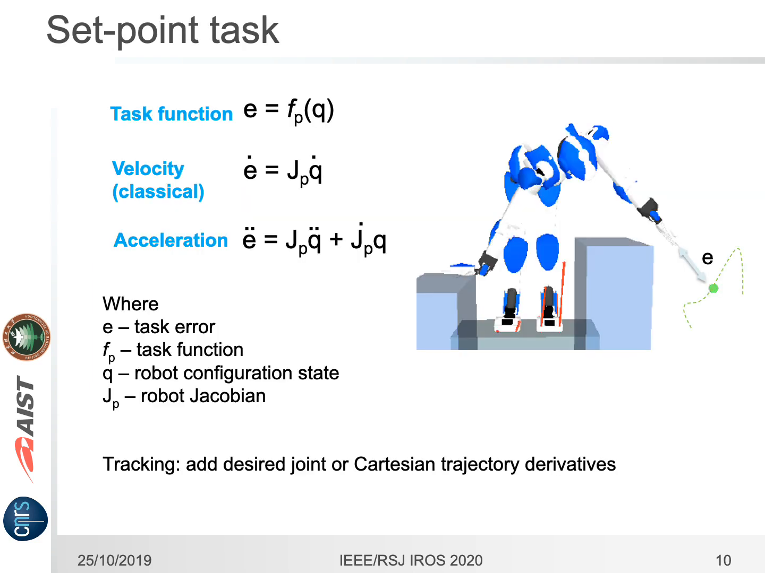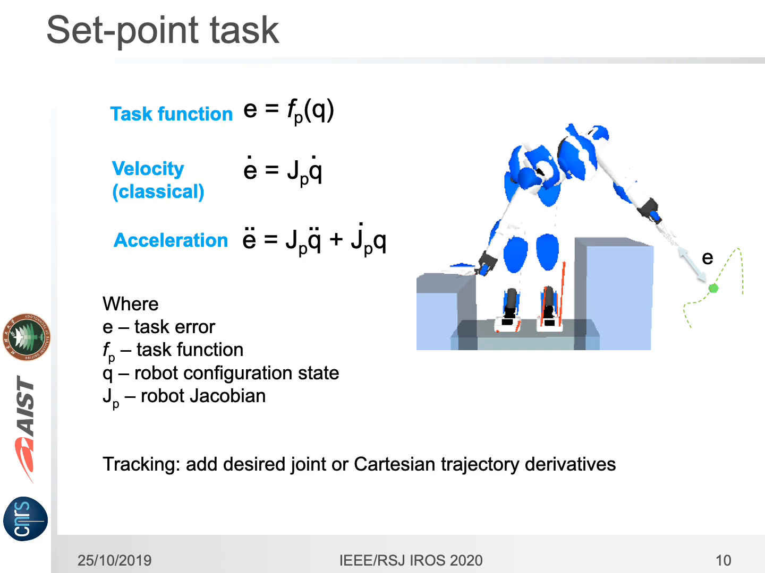Let's define a few templates. The setPoint task. The setPoint task is defined as an error e, function f_p of the robot configuration state q. The robot feature to control is a frame attached to its gripper. The goal is to reach the green ball. We also define the first and second derivatives, which bring up the robot Jacobian and its derivative respectively, and the robot configuration and its velocity q dot, and the acceleration q double dot.